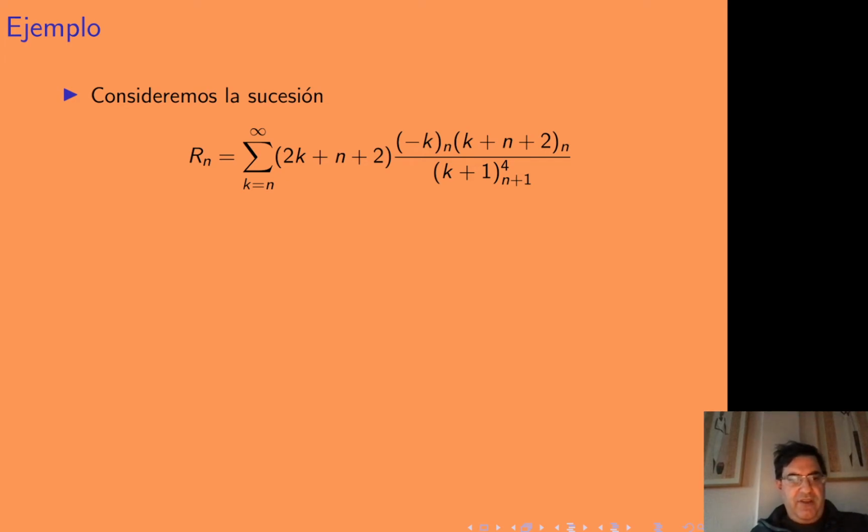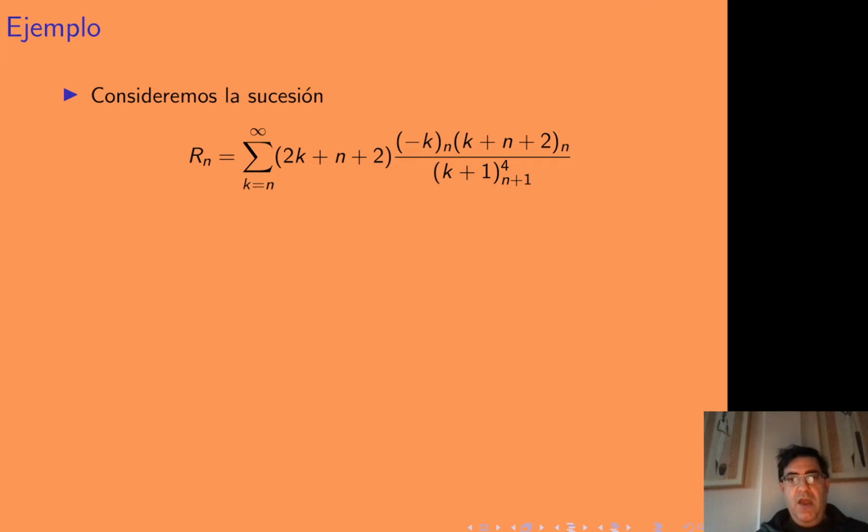I'm going to consider this R_n, like this infinite sum, which starts at k equals n, of (2k+n+2) times (-k)_n (k+n+2)_n over (k+1)_{n+1} to the 4th. So you have 4 factorial terms down here, and 2 Pochhammers up. So you expect this to be a convergent series. And in fact, it's not difficult to prove that it tends to 0.